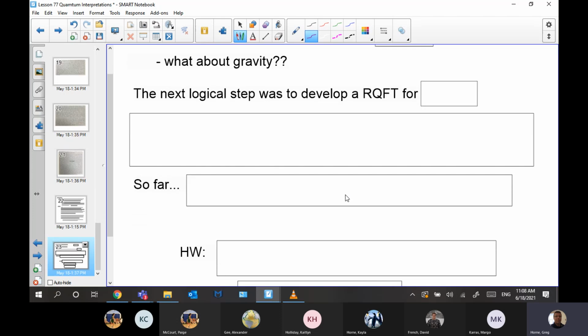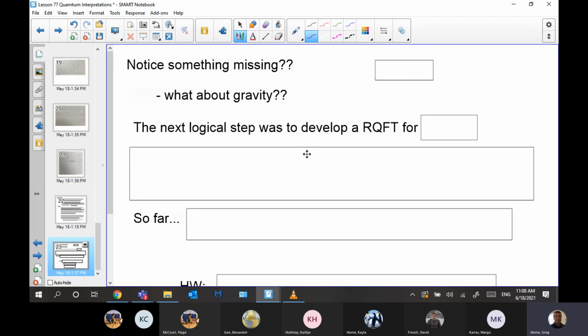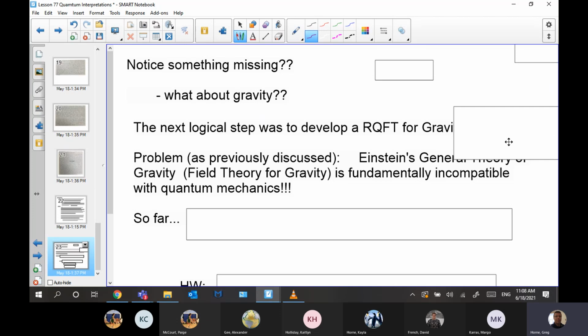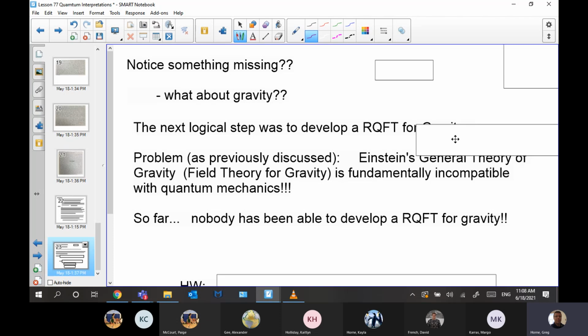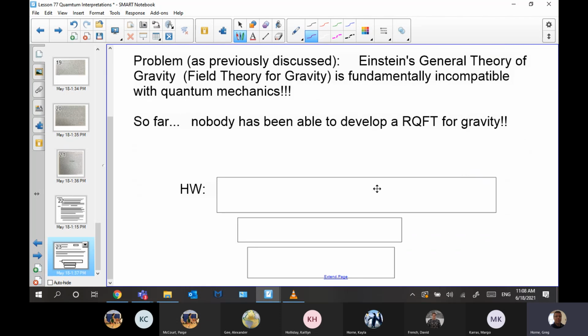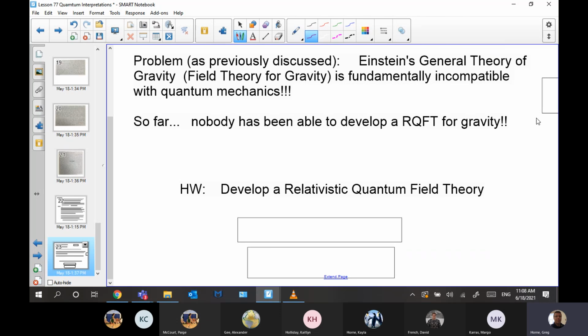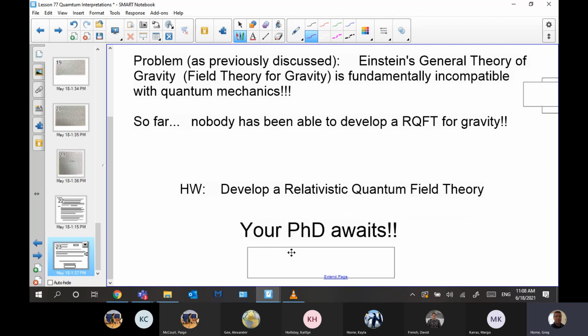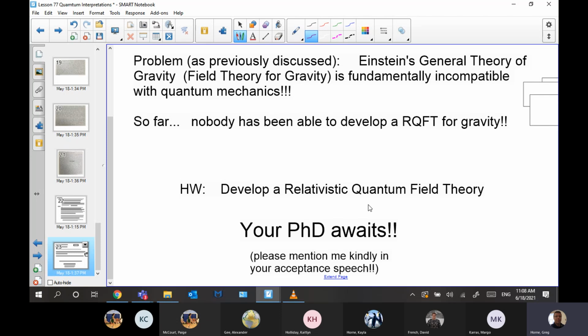This is one of my favorite slides, by the way, in grade 12 physics. So what about gravity? The next logical step, of course, is to develop a relativistic quantum field theory for gravity. The problem, as previously discussed, is that Einstein's theory of general relativity is fundamentally incompatible with quantum mechanics. The quantum fluctuations embody infinite energies and so on. So far, no one has been able to do this. So just a small homework assignment for you: develop a relativistic quantum field theory for gravity. And then, when you get your PhD, just mention me kindly in your speech.